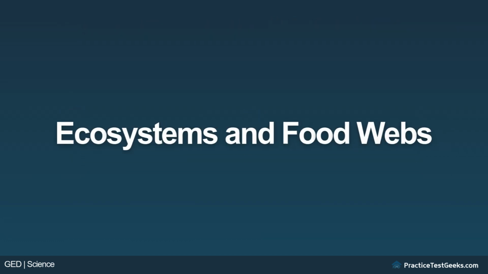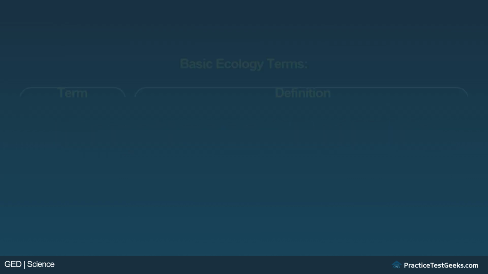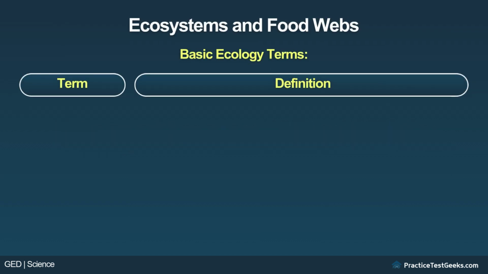Now let's shift our focus to the big picture: how living things interact within the environment. This brings us into the study of ecology, which includes ecosystems, food chains, and the flow of energy. To start, let's review some key vocabulary you'll need to know.